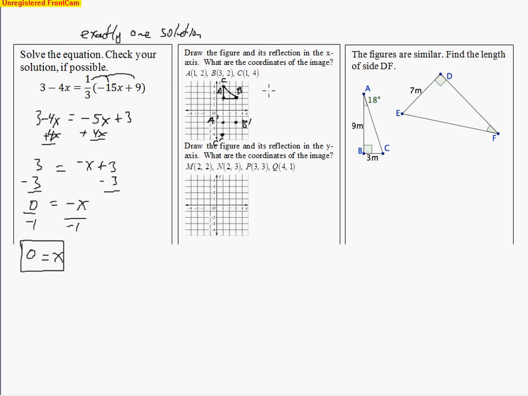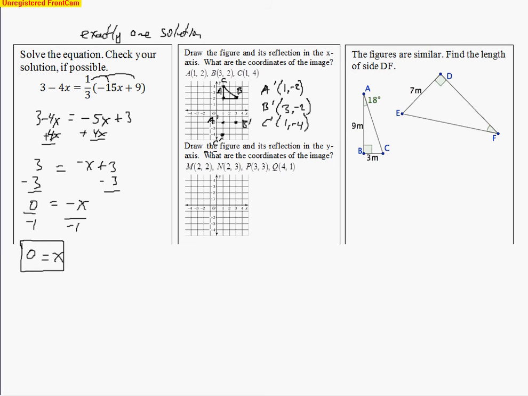So what are the coordinates? Well, you just write them. A prime, that's going to be 1, negative 2. So notice the only thing that changes when you go across the x-axis is the y component. It switches sign. And the B value is going to be 3, negative 2. C prime is going to be 1, negative 4.